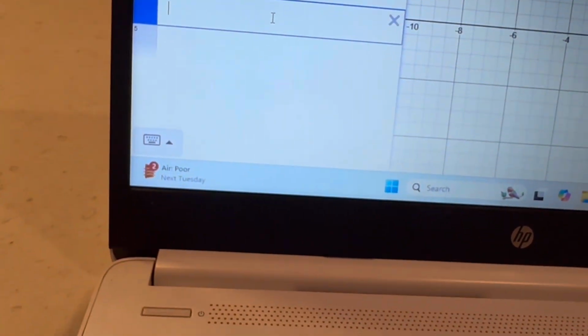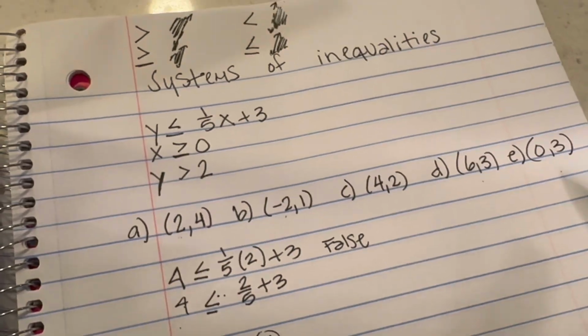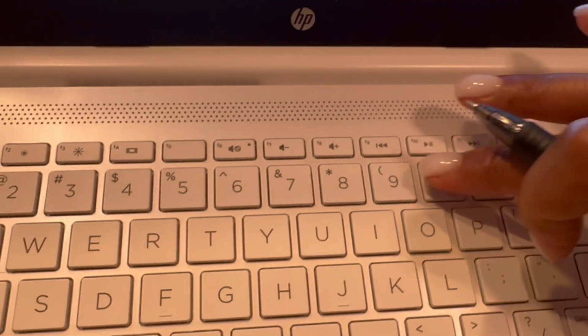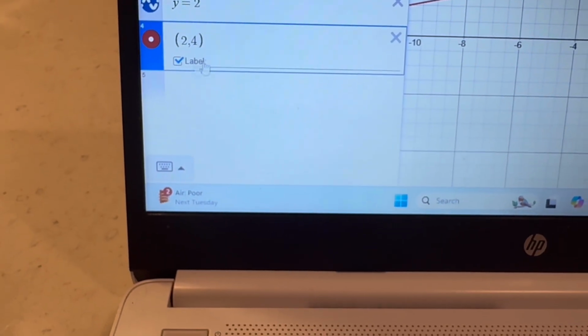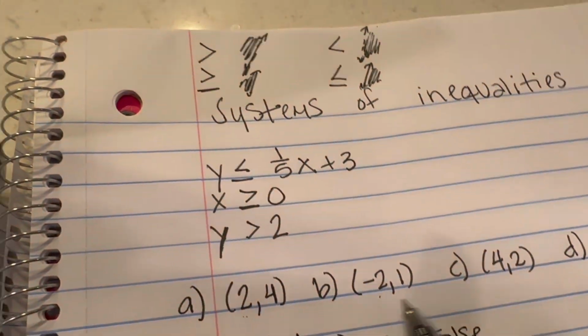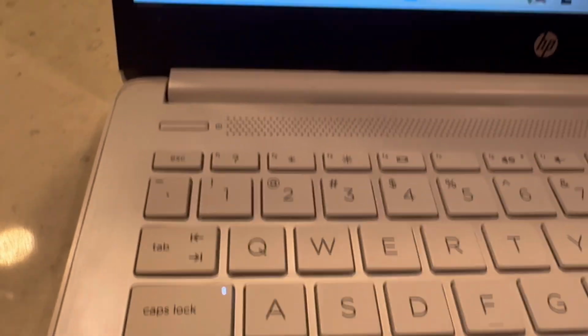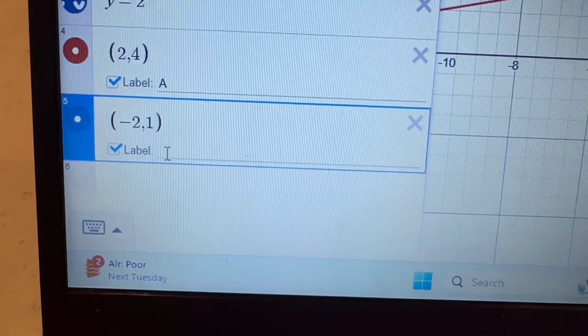Now we're going to go ahead and plot our points: (2, 4), (-2, 1), (4, 2), (6, 3), (0, 3). Make sure you label the points. Parentheses are right here. Enter 2, 4, and label that one A. You don't have to, but it's easier. Then negative 2, 1. Label that one B. Keep going.